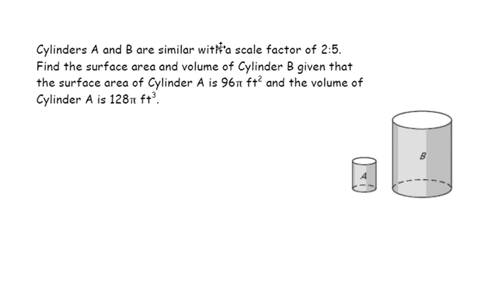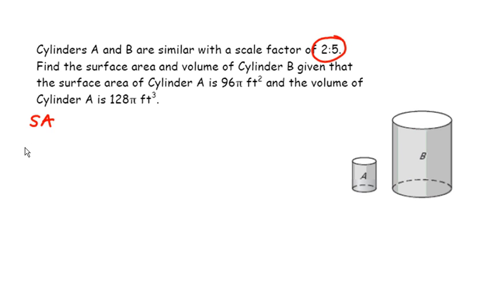Okay, so here we're told we have two similar cylinders, and furthermore, we know that the scale factor is 2 to 5. And we need to find the surface area and volume of the larger one given the surface area and volume of the smaller one. So we're going to need to set up a couple of proportions. Our first one will deal with surface area.